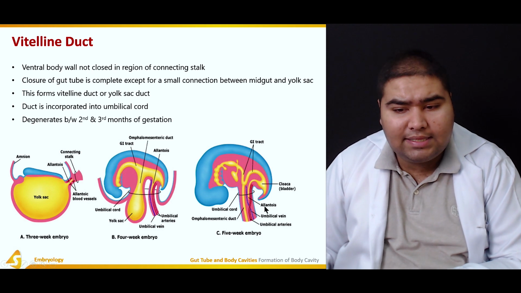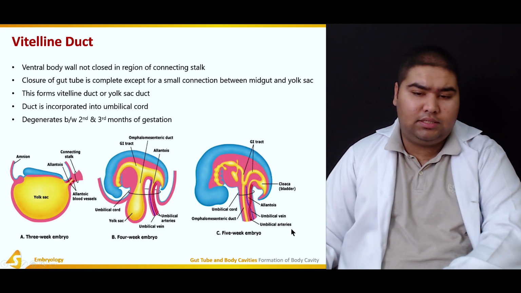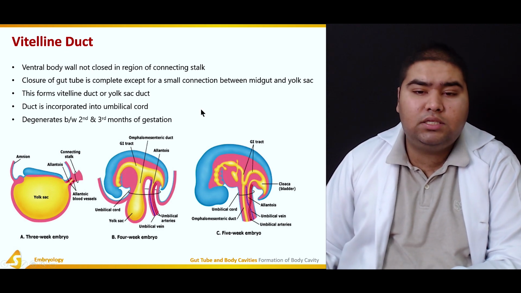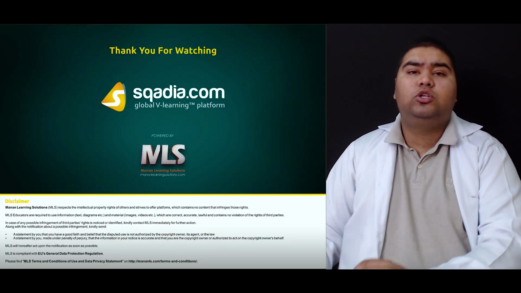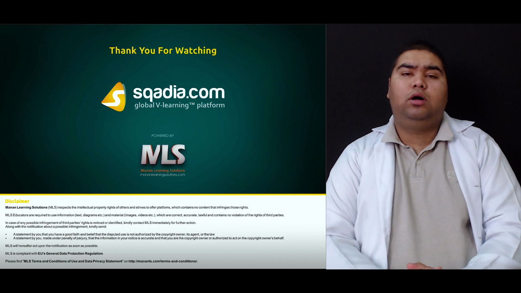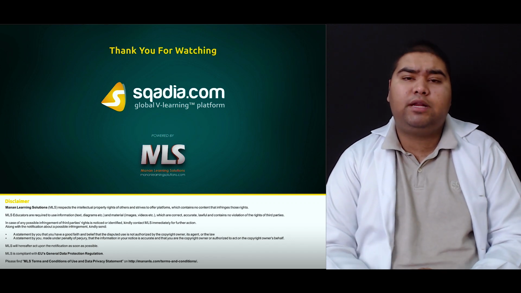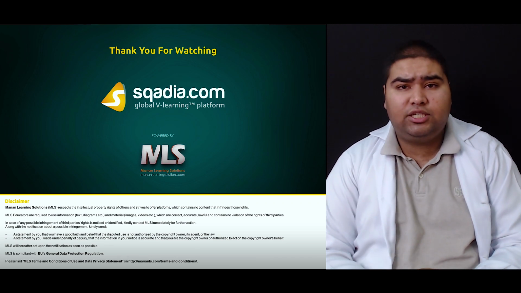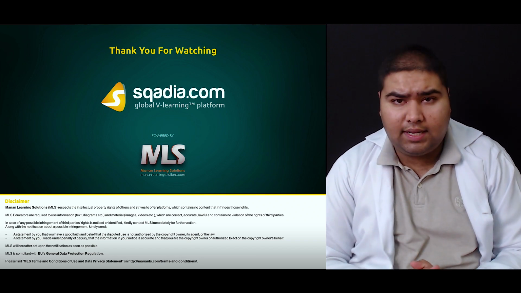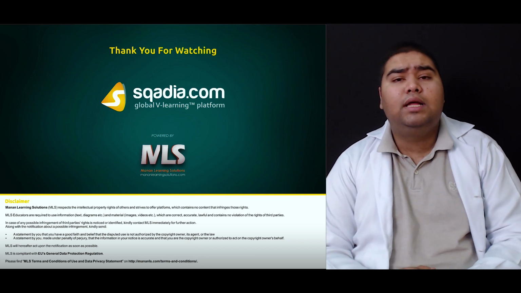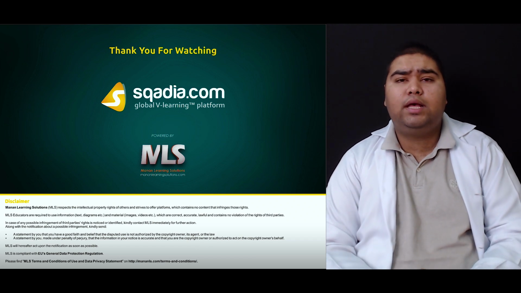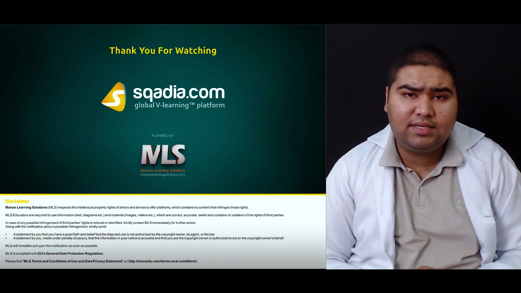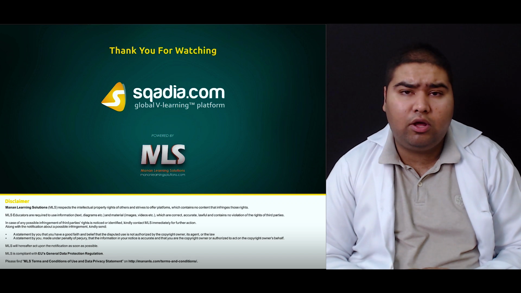Umbilical cord also has allantois, umbilical vein and umbilical arteries. The vitelline duct degenerates between second to third months of gestation. So this was the section on the development on how the lateral plate mesoderm splits into two further subsections. The two subsections being the parietal layer and the visceral layer. The parietal layer forms the lateral body wall folds, while the visceral layer helps in the closure of the gut. The space between the parietal and the visceral layer forms the embryonic body cavity.